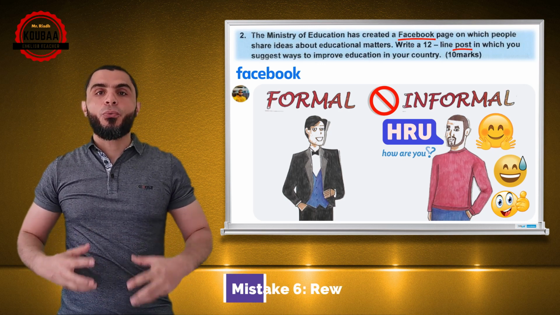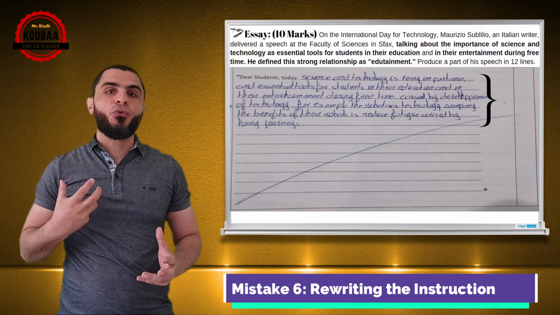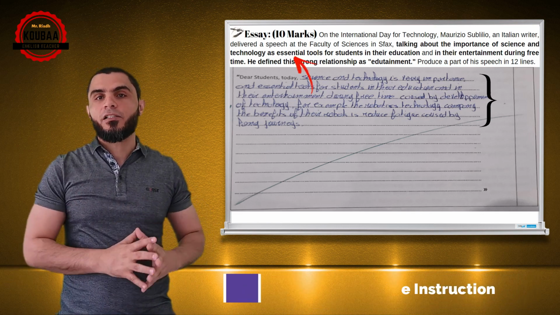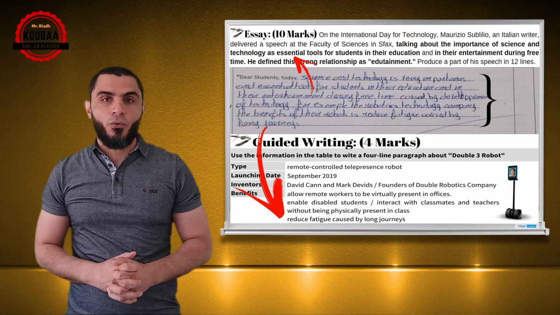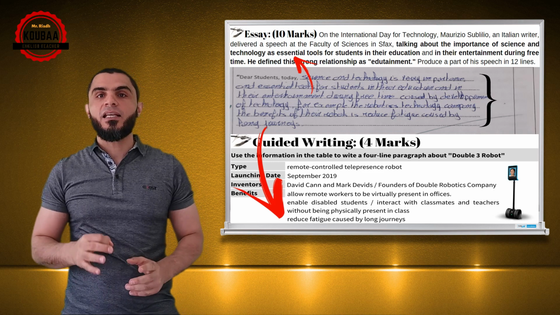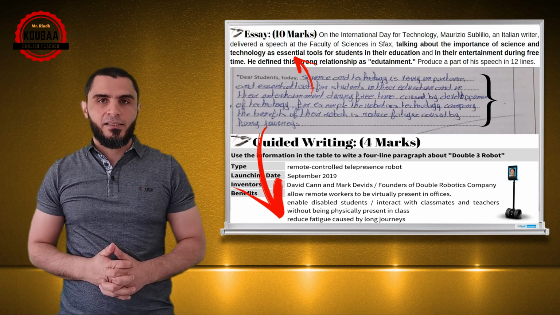Mistake number 6, rewriting the instruction. Some students tend to rewrite the instruction of the essay as it is, or write some parts of the reading comprehension text as parts of the paragraphs in the language part, which is invalid and irrelevant. These parts have nothing to do with the writing task.